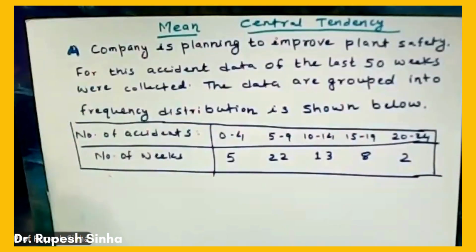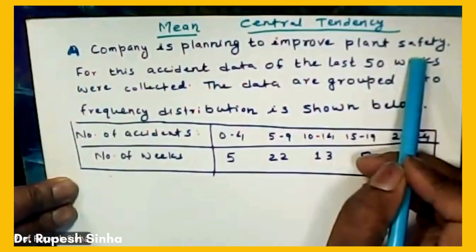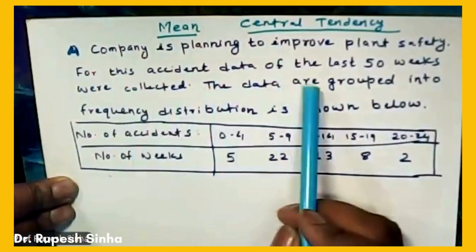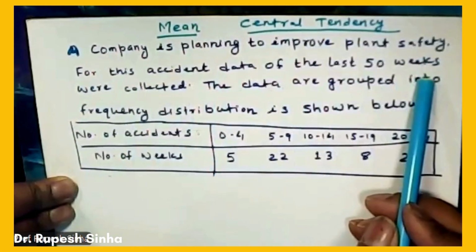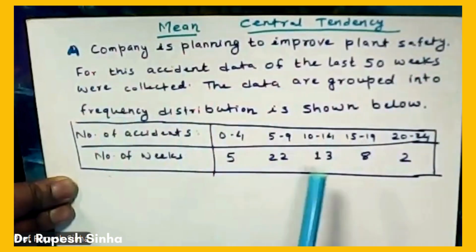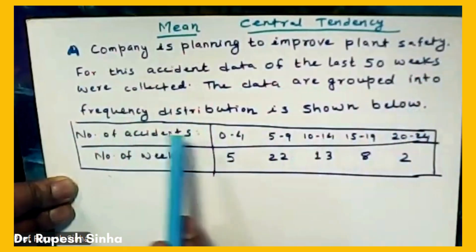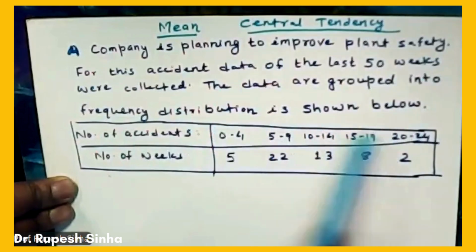Hello and welcome. Today I am going to show you how to calculate mean by direct method. So here is the question. A company is planning to improve plant safety. For this, accident data of the last 50 weeks were collected. The data are grouped into a frequency distribution and is shown below.